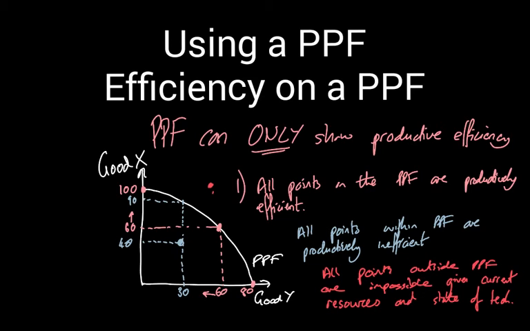So, key things to think about when we're using a PPF to show efficiency. Number one, all points on the PPF are productively efficient. Any point which is on the PPF, doesn't matter where it is, either end or somewhere in the middle, is productively efficient. Number two, all points which lie within the PPF are productively inefficient. There are wasted resources there which could be used for the production of one or other good. And the third point to remember is that all points which are outside the PPF are impossible given the current resources and state of technology. Those are the three rules that enable you to demonstrate efficiency or otherwise on a PPF diagram.